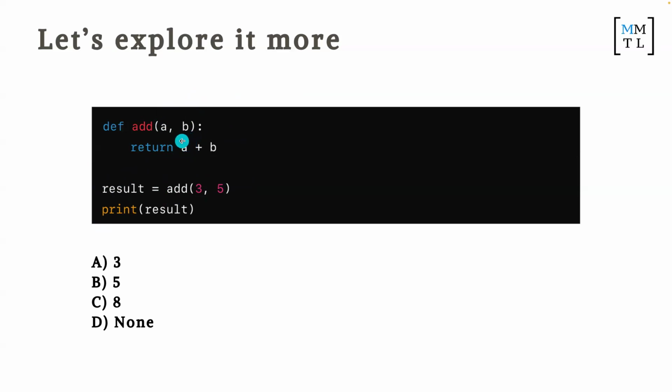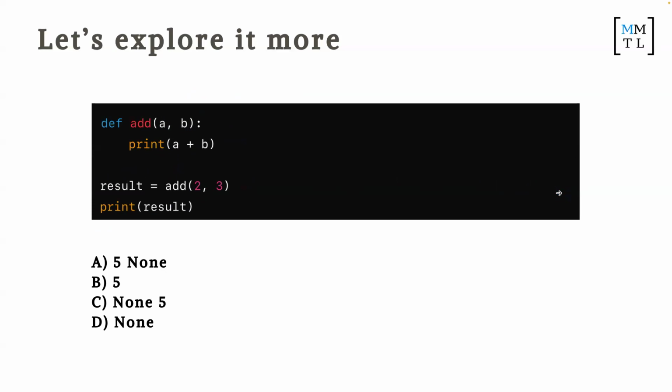And recall how when you return, you're essentially replacing the original function call with whatever you're returning. So now this bucket holds 8. And when you print result, you're able to print 8. What about this one?